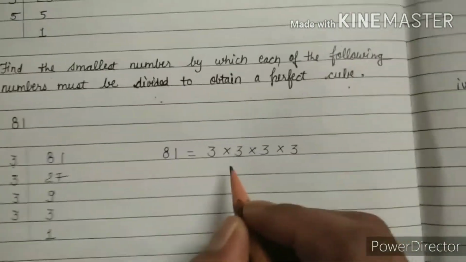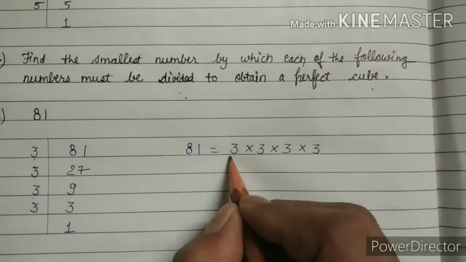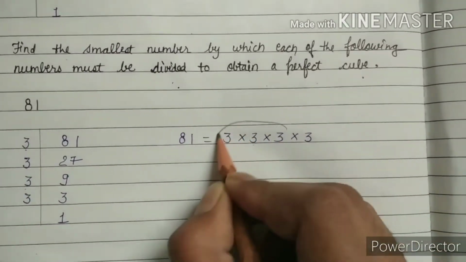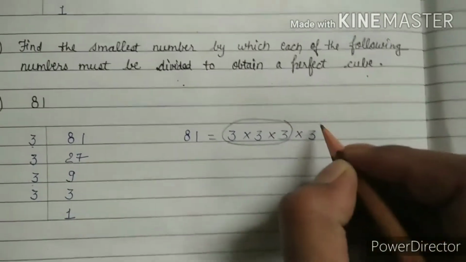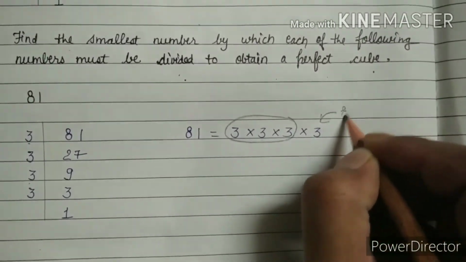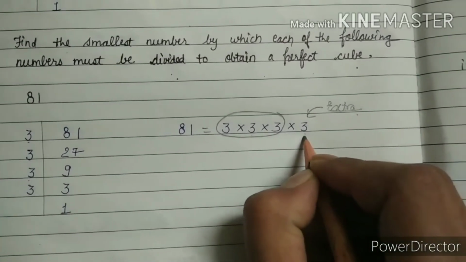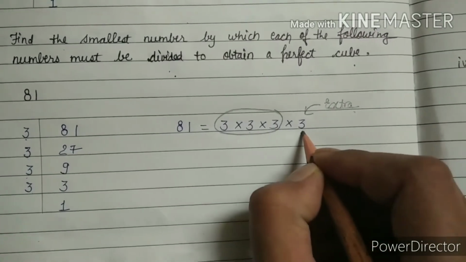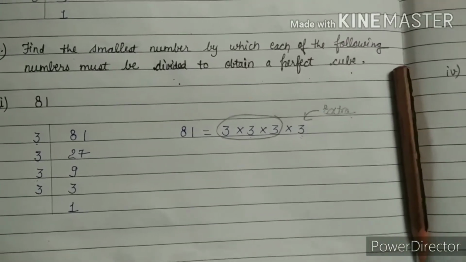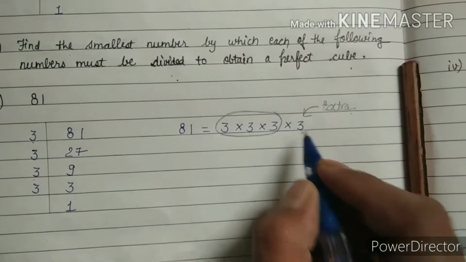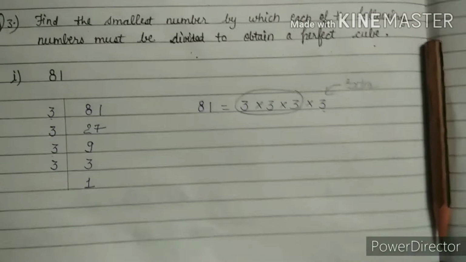So now we will do the grouping of 3. So 1, 2, 3, this is the one group. We can see here we have an extra term, a 3. Only 1 time 3. So we will remove this extra 3 by division.